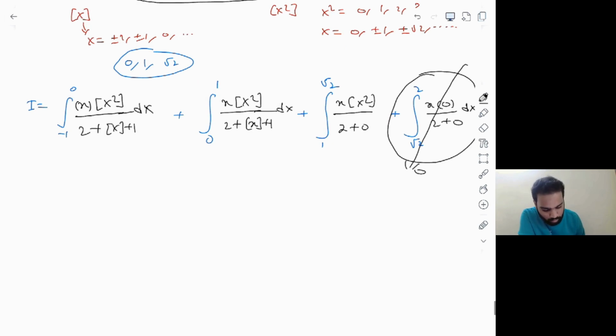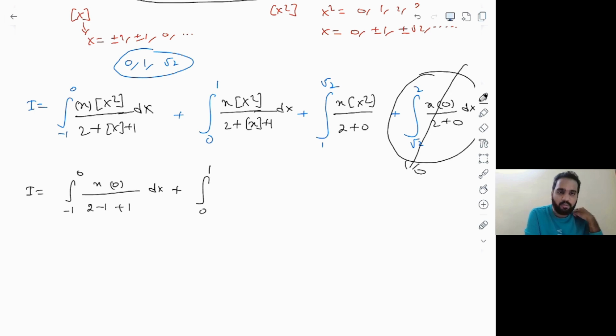Now you know what to do, because I is equal to integral minus 1 to 0. So just think properly. When x belongs to minus 1 to 0, step x value will be minus 1. So that would make the denominator 2 minus 1 plus 1. Okay. And then what about x square? It will be between 0 to 1, right? So that is why it will be x into 0 of dx plus, similarly, integral 0 to 1. When x belongs to 0 to 1, x square also belongs to 0 to 1. So that would make step of x square as 0. So it becomes x into 0 divided by 2 plus 0 plus 1 of dx. And then finally, the last part.